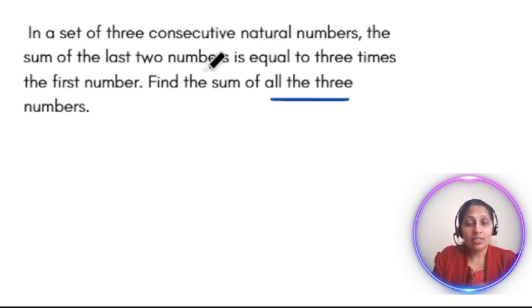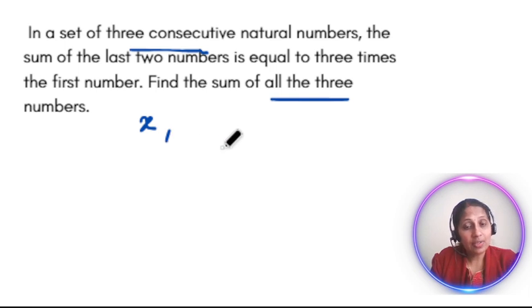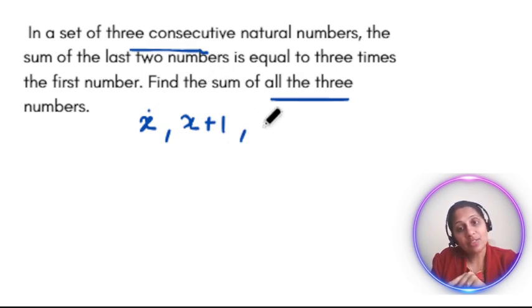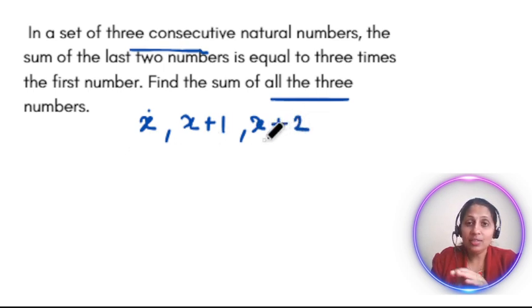So since there are 3 numbers, it's not 3 different variables, right? Here is the hint which says consecutive, which means which lies one after the other. So you can frame the equation with one variable itself. How? Let's take the first number to be x. The next number will be x plus 1. The next number will be x plus 2. Okay. So these 3 are the 3 numbers.